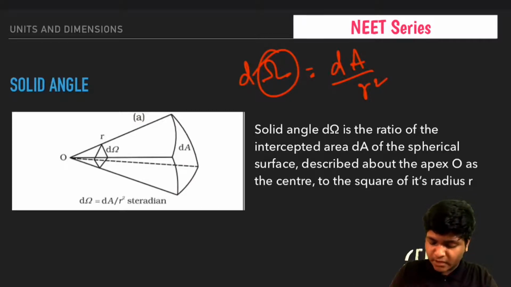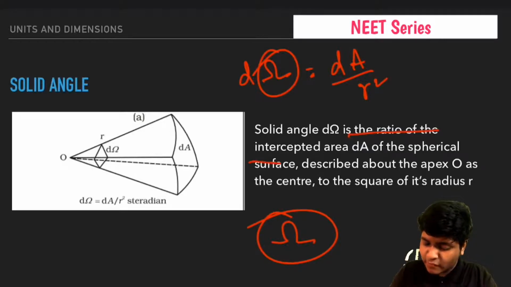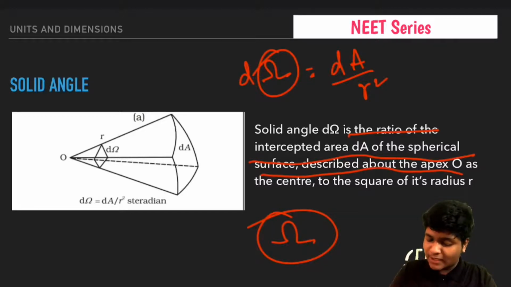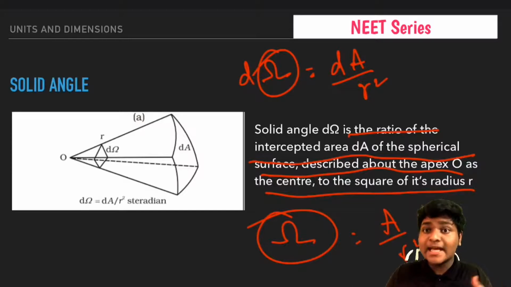What is this omega here? Omega here is an angle. It's a ratio of the intercepted area dA of the spherical surface described about the apex over the center to the square of its radius R. So it's very simple. It is equal to area by R square. Very simple.